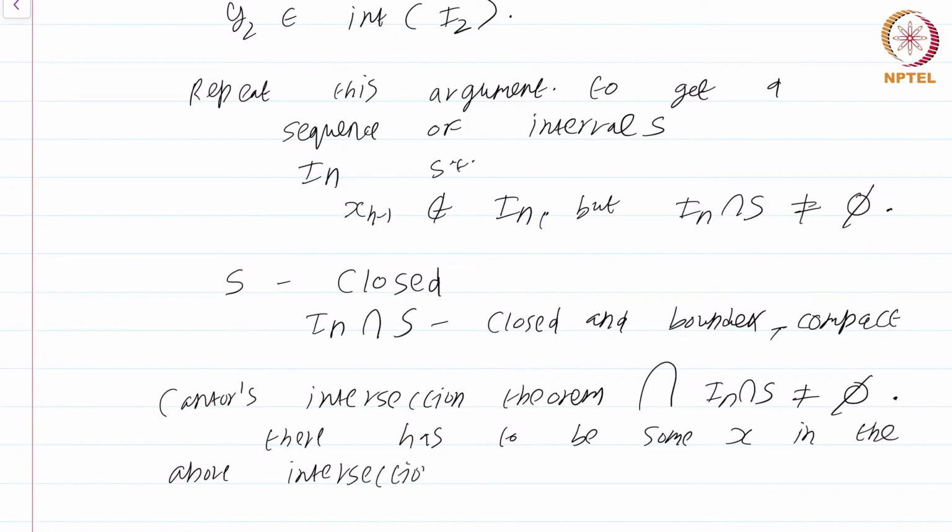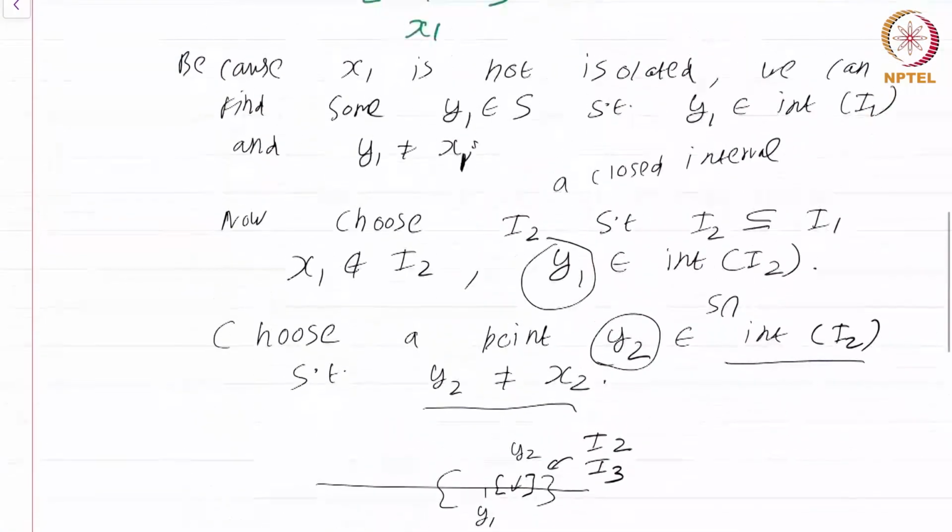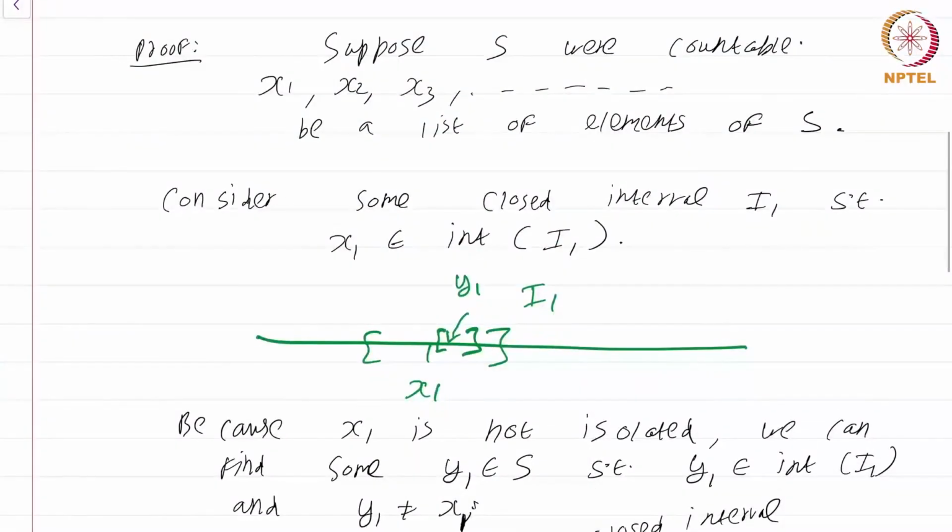Right? But that's simply not possible. Why is this not possible? Well, none of the xn's can be there in this intersection because xn-1 is not going to be there. But this list is supposed to be an exhaustion of the elements of S.